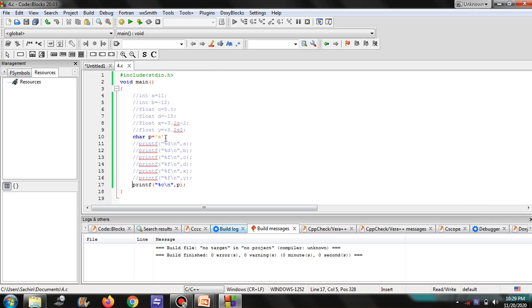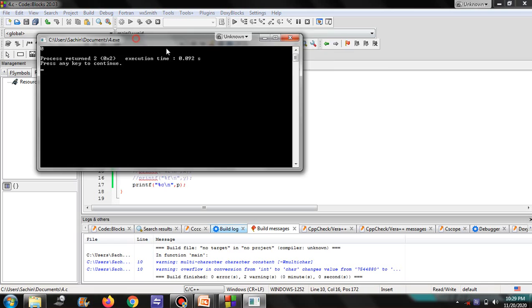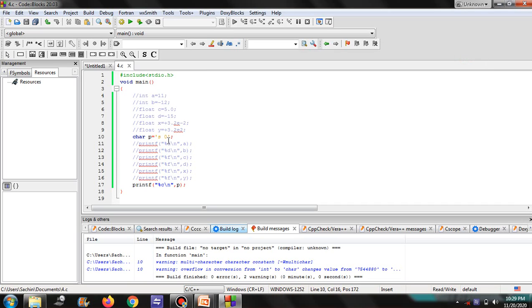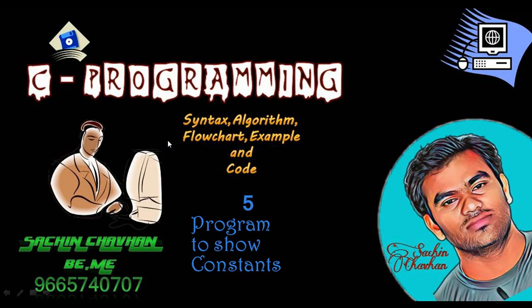Let's change something here. As we have seen in our rule section of character set, it does not consist of more than one character. So let's see what our compiler shows. Here it shows the value 0. This 0 value is nothing but a garbage value. Okay friends, so it's like this. I hope you understand the basic concept well.